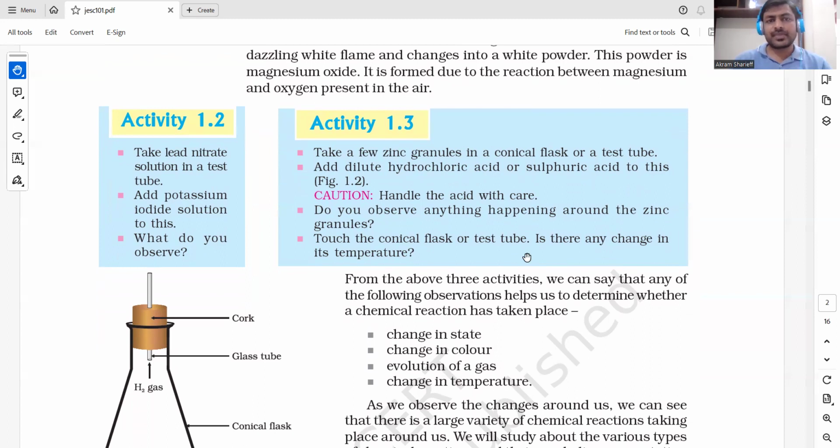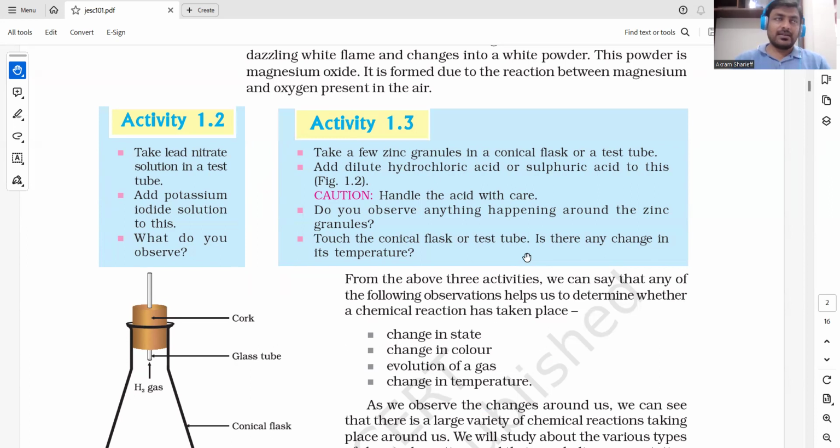Take one more reaction. Take a few zinc granules in a flask. Add dilute hydrochloric acid or sulfuric acid. Remember this very standard reaction: metal plus acid gives salt plus hydrogen. Again, I will repeat, this is a very standard reaction, and it is true for most metals and most acids.